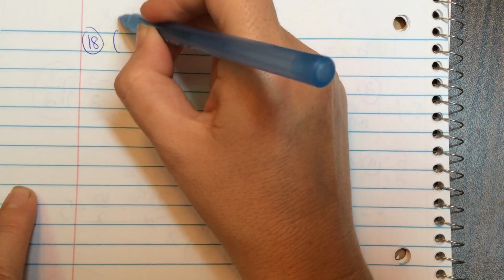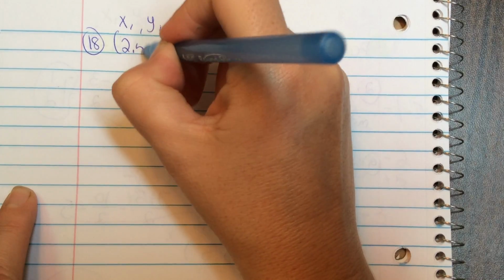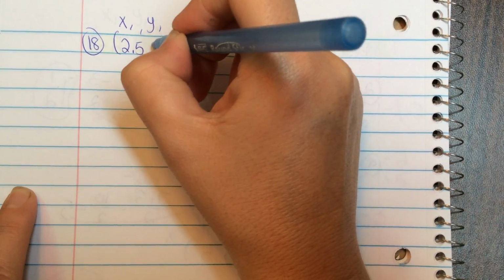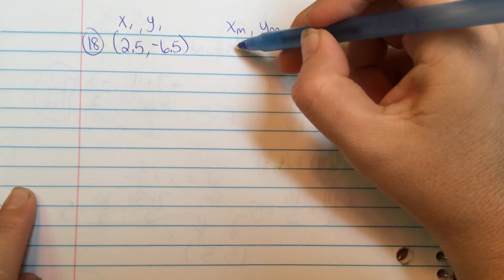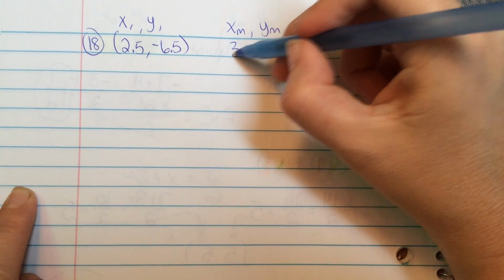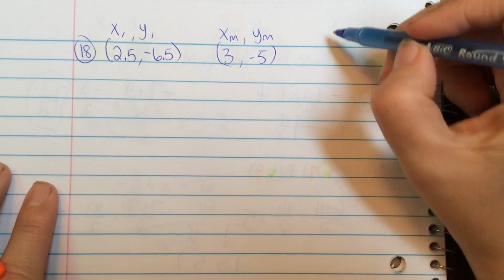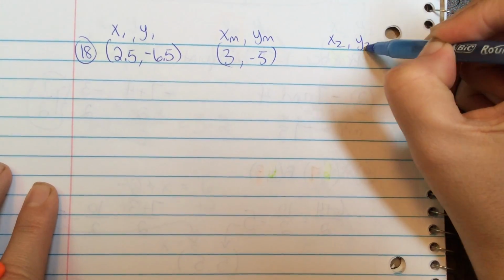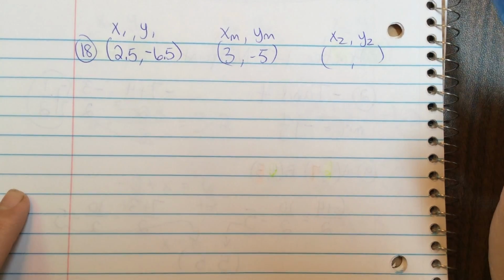So I have x1 and y1. I have 2.5 and negative 6.5. And then my midpoint, actually for all of these, is the same. It's that 3, negative 5. And then I don't know what this other part is. That's what I'm solving for. So I leave that one blank.